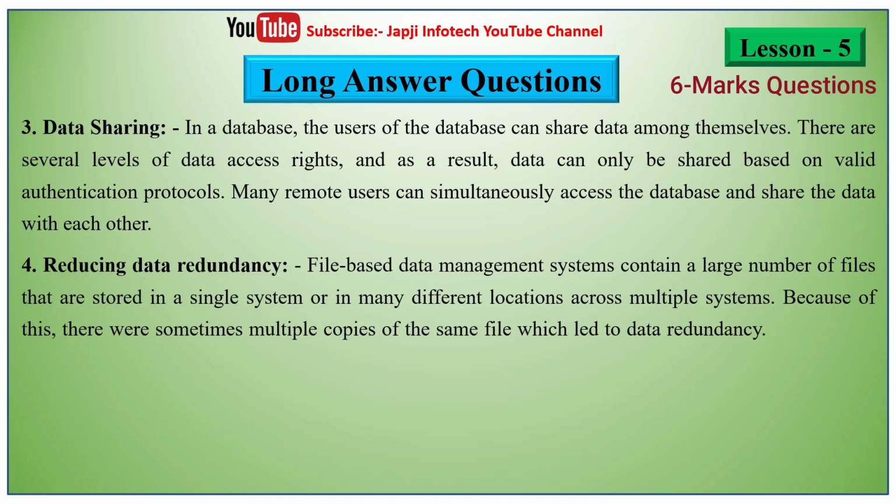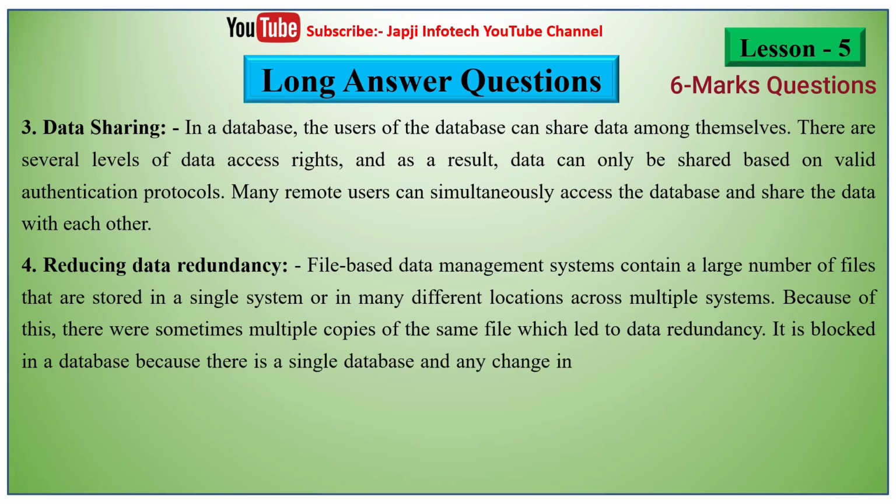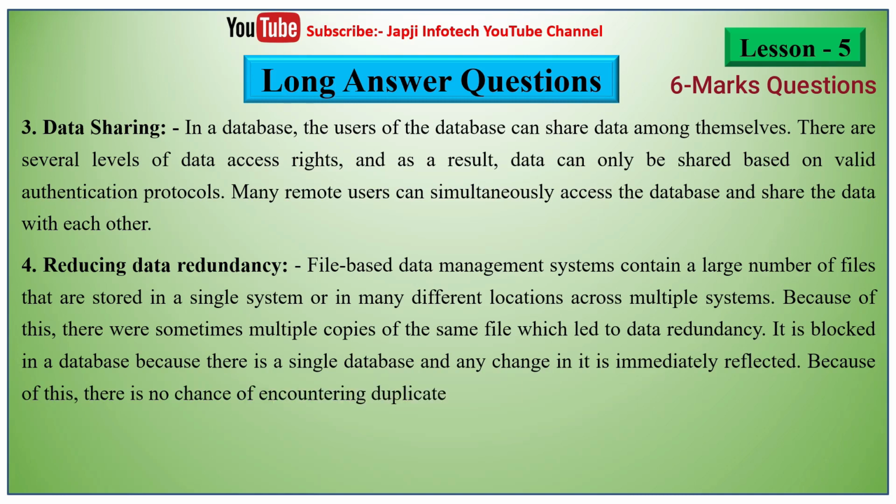And the fourth one is reducing the data redundancy. So a file-based data management system contains a large number of files, with data stored in a single system or in many different locations across multiple systems. Because of this, there were sometimes multiple copies of the same file, which led to data redundancy. It is blocked in a database because there is a single database and any change in it is immediately reflected. Because of this, there is no chance of encountering duplicate data.